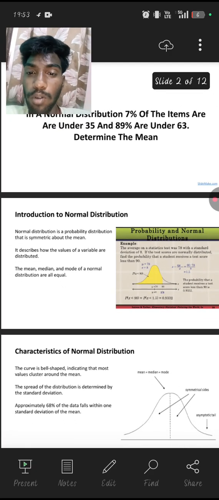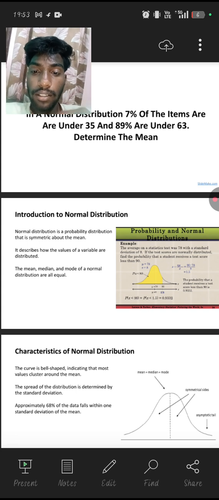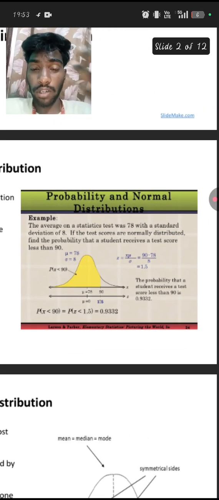Normal distribution is a probability distribution that is symmetric about the mean. It describes how the values of a variable are distributed. The mean, median, and mode of a normal distribution are equal. That is the meaning of symmetry. Here is a picture, which is going to describe our example.